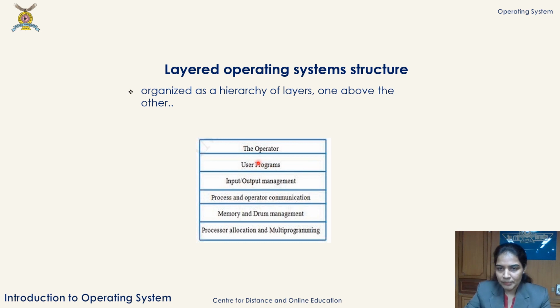Layer 4, here the user programs are loaded. So whatever user programs you have on your operating system, they will be residing at layer 4. At the top layer, layer 5, we have a system operator. We can say the user of the operating system or the operator of the operating system. This is the 6-layered operating system structure.